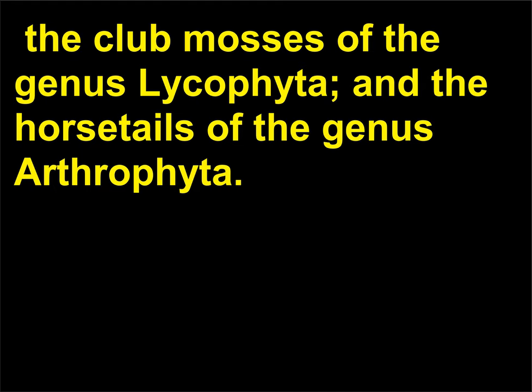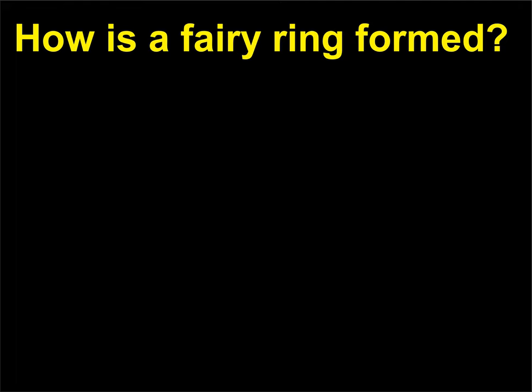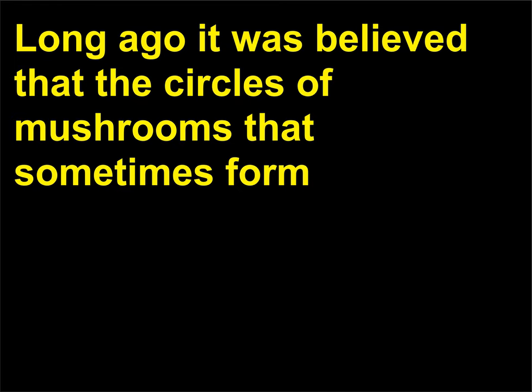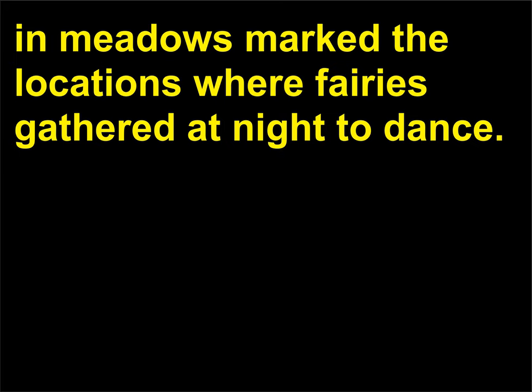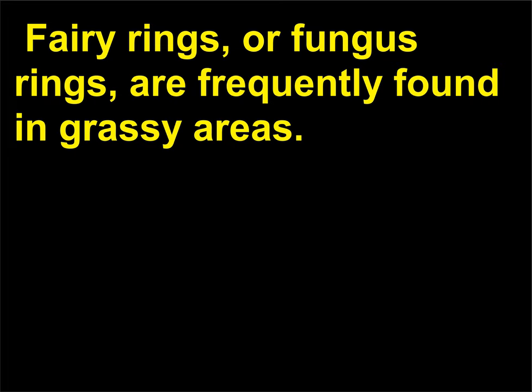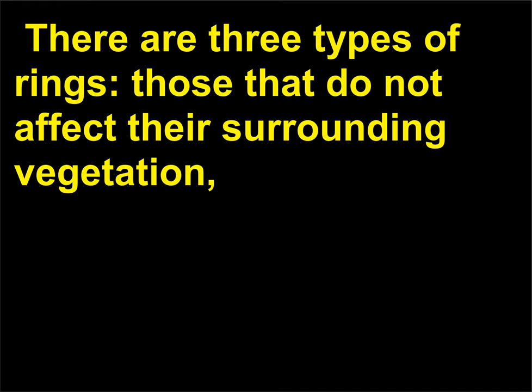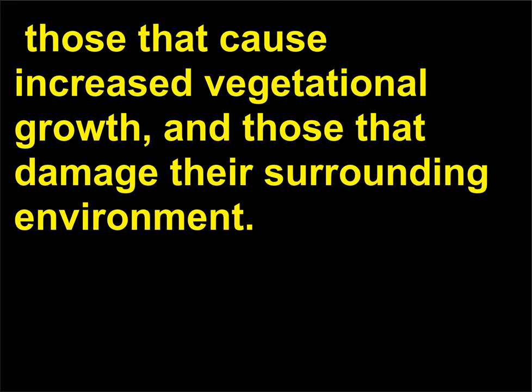How is a fairy ring formed? Long ago it was believed that the circles of mushrooms that sometimes form in meadows marked the locations where fairies gathered at night to dance. Fairy rings, or fungus rings, are frequently found in grassy areas. There are three types of rings: those that do not affect their surrounding vegetation, those that cause increased vegetational growth, and those that damage their surrounding environment.